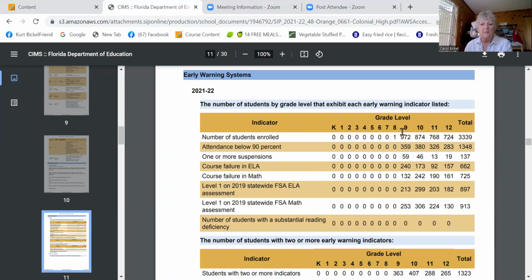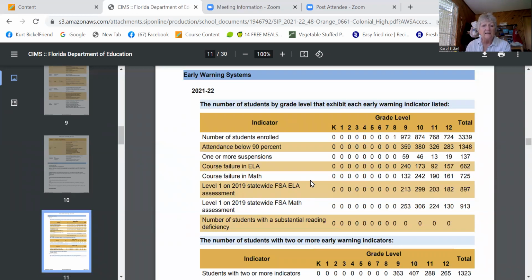And it breaks you down by grade level, and it gives you a total number of students. For example, course failure in math. We have 132 9th graders, 242 10th graders, because most of them take geometry and they just have a tough time with geometry.